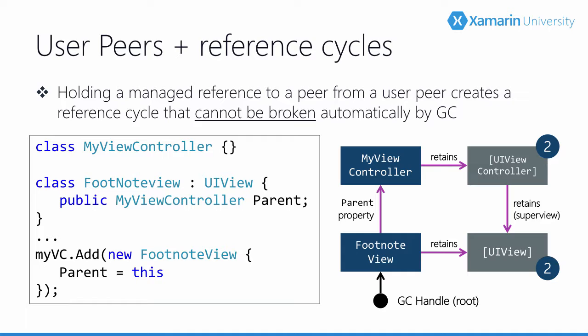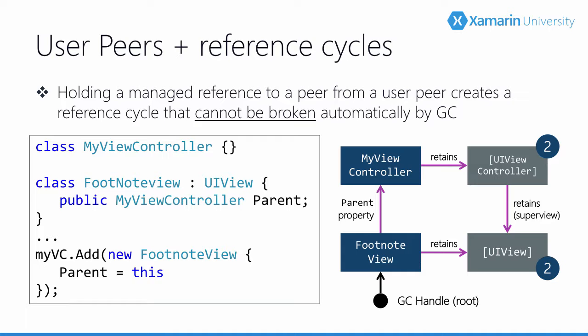And then, of course, MyViewController retains the UIViewController, and so it has a retain count of 2. Our UIViewController on the native iOS side retains the UIView that represents the footnote view, and so it has a retain count of 2 because we have two retains against it. Now what we have is a cycle where the system cannot break this. Notice it's a nice little square where everything is pointing at each other. This is something garbage collectors normally are really good at breaking, and if this were strictly managed references, the GC would have no trouble identifying the fact that there aren't any references outside this, and it would be able to collect it.